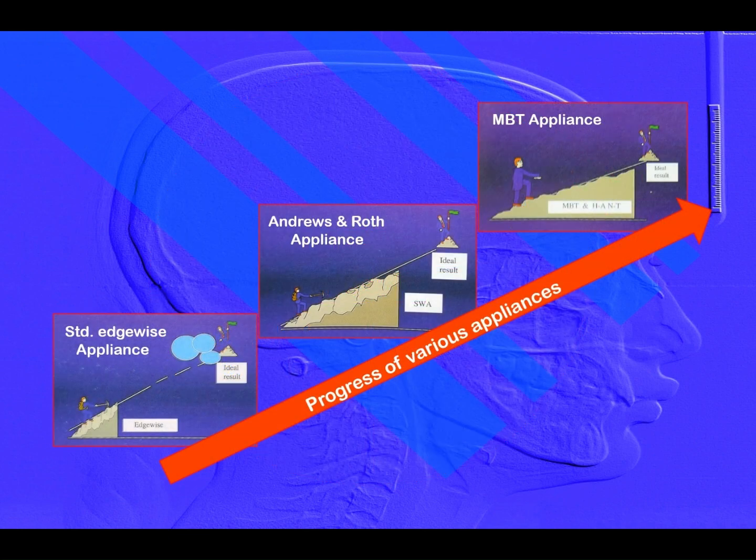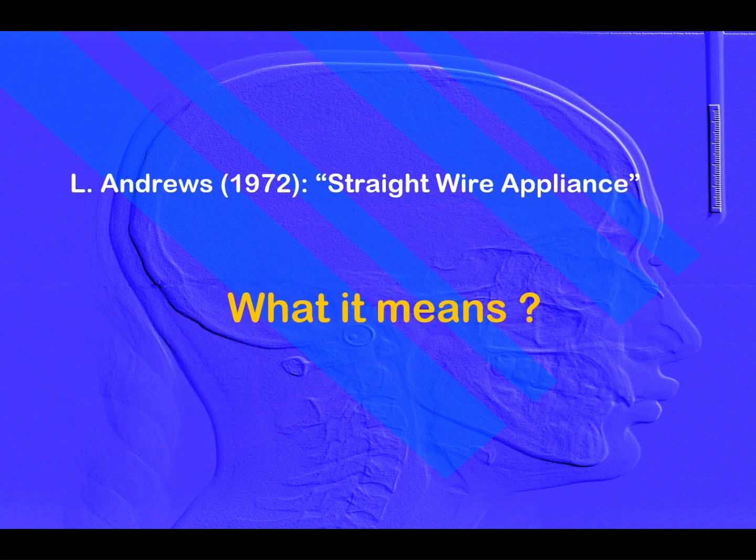It has been mentioned that if a malocclusion is treated by a standard edgewise appliance, then achieving an ideal occlusion is very difficult. However, when an Andrews straight wire appliance or Roth appliance is used, achieving an ideal occlusion is relatively less difficult. When an MBT pre-adjusted edgewise appliance is used, achieving a perfect occlusion at the end of orthodontic treatment is relatively easy. But still, we cannot achieve the ideal occlusion. Before starting the discussion on the limitations of pre-adjusted edgewise appliances, let us discuss what a straight wire appliance is.